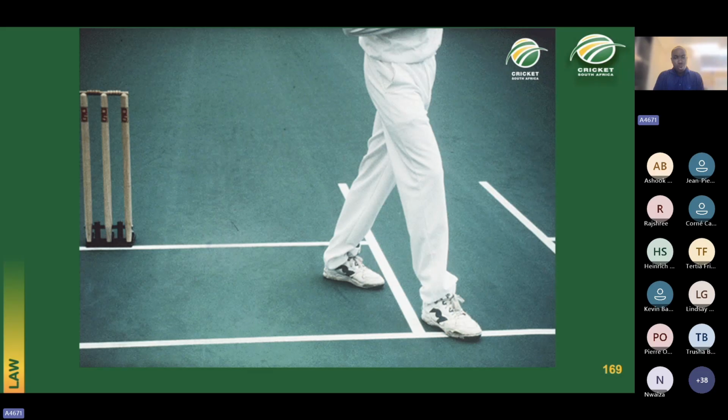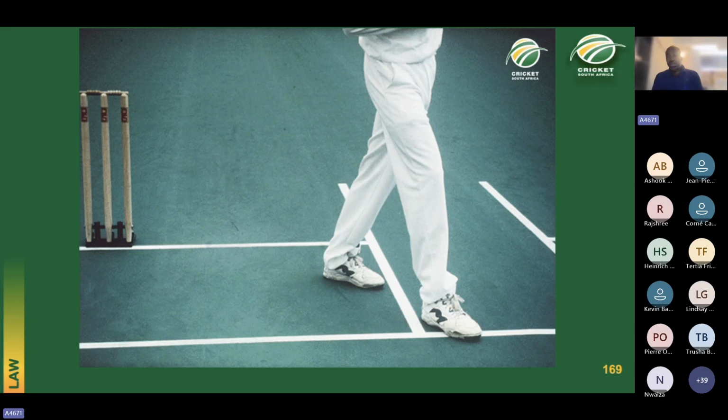Some people might wonder, is the front foot allowed to be outside the return crease? Yes, it is. Remember that it is the back foot that is governed by the return crease. The front foot is only governed by the popping crease. Is there some part of the front foot behind the back edge of the popping crease? Yes. About 3/4 of that foot is behind the popping crease. So the front foot can be outside the return crease.